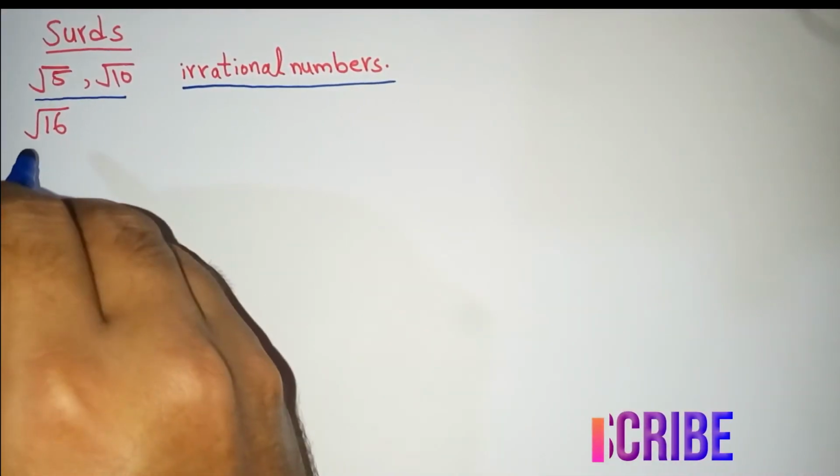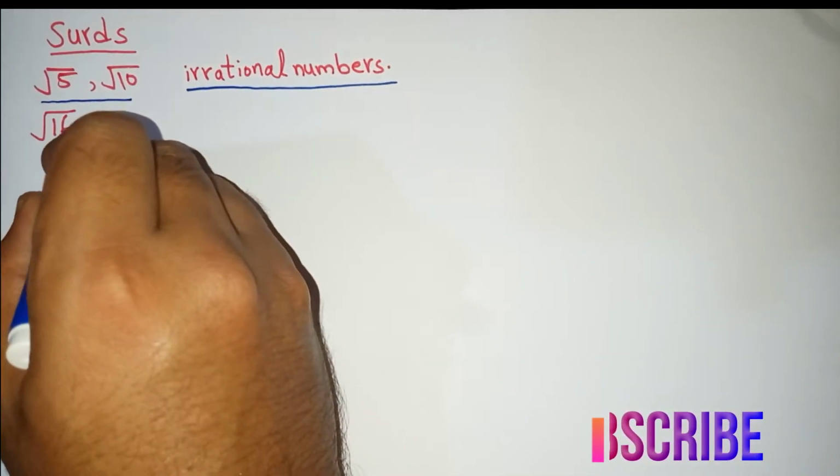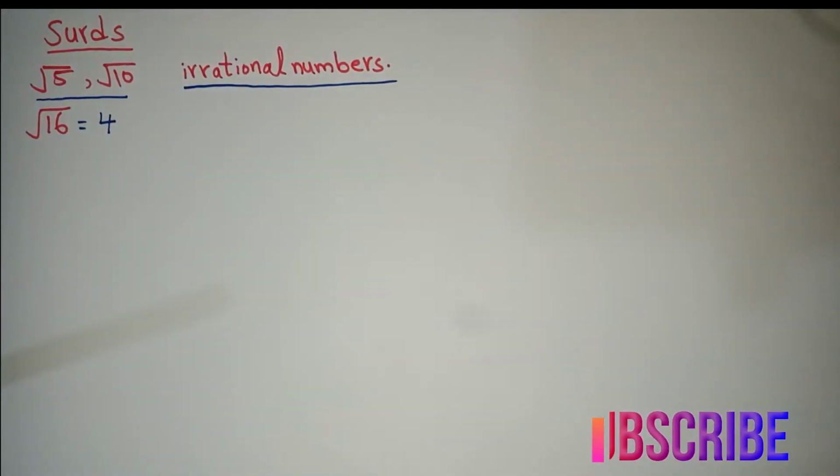But here I have written another number, which is square root 16. Square root 16 will be equal to a whole number, which is 4. So this one is not a surd.